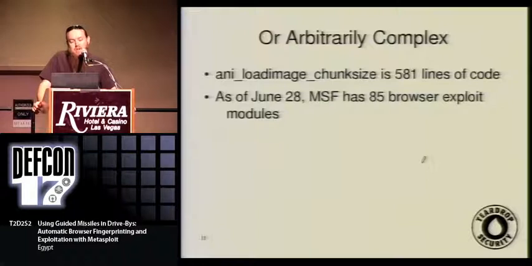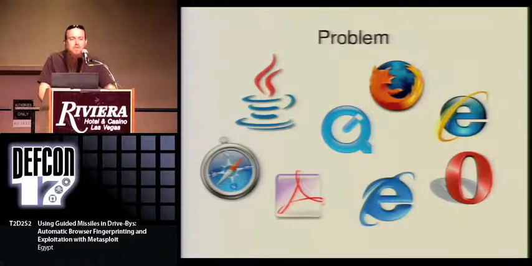Or they can be arbitrarily complex. For example, ANI load image chunk size is 581 lines of code. It's got to build up an image. It's currently our biggest HTTP exploit. It's got to throw the payload in there, randomize some stuff, and it's a fairly complicated exploit. And as of June 28th, Metasploit has 85 browser exploit modules. That's changed in the last couple of weeks. There've been a few 0-days in Internet Explorer and Firefox, and we have support for all of those. So we've got 85 exploits, or something like 87, 88 now.